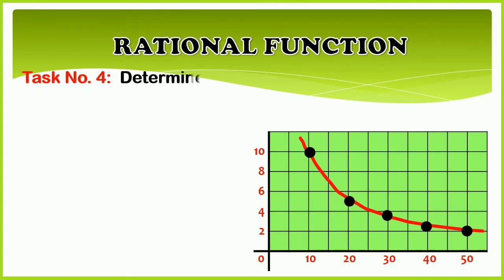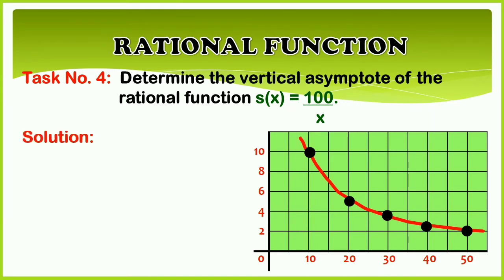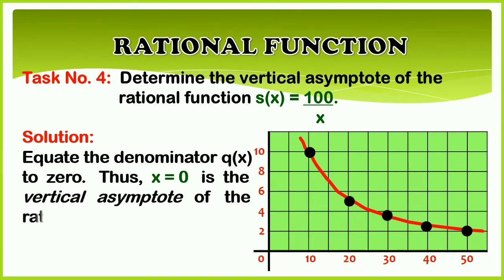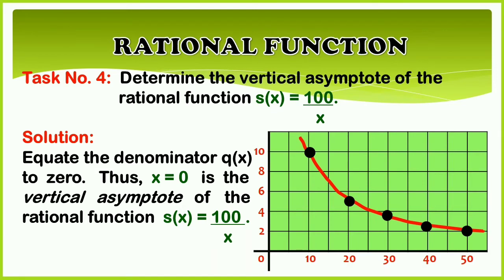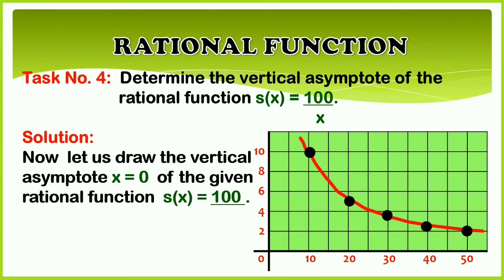And here is task number 4. Determine the vertical asymptote of the rational function f(x) = 100/x. For the solution, equate the denominator q(x) to 0, thus, x = 0 is the vertical asymptote of the rational function s(x) = 100/x. Now let us draw the vertical asymptote, x = 0, of the given rational function s(x) = 100/x.